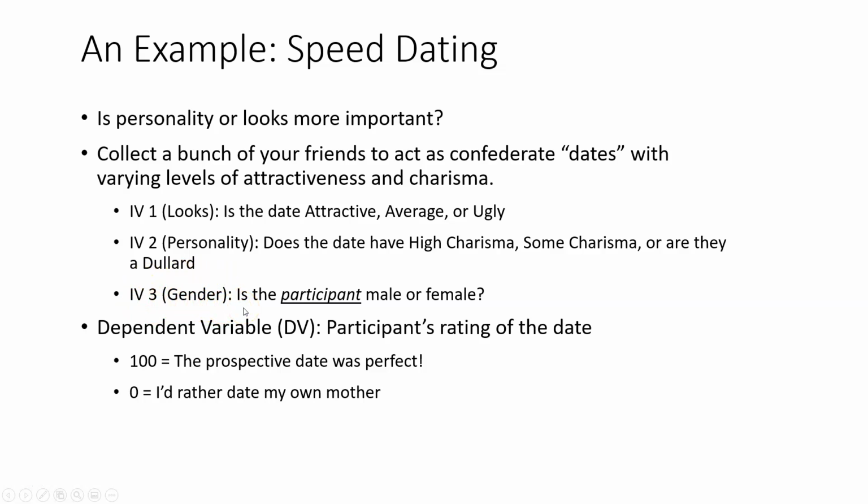And then at the end of the date, you're going to rate how much you enjoyed meeting with each of those people. And you could rate them on a scale from 0 to 100, where 100 is the prospective date was absolutely perfect, and 0 was I'd rather date my own mother. Just absolutely abysmal, terrible, terrible date. Okay, so let's say that this is our dependent variable. These are 3 independent variables, and let's switch over to Jamovi.